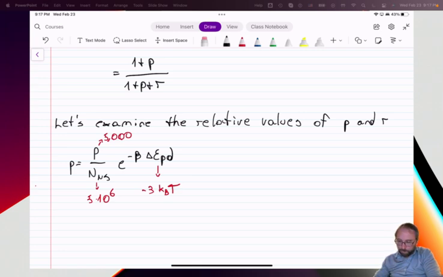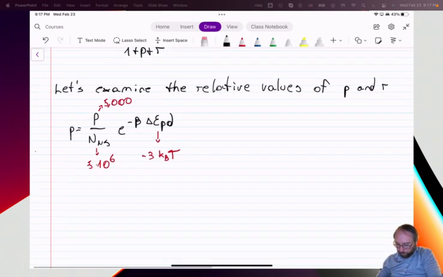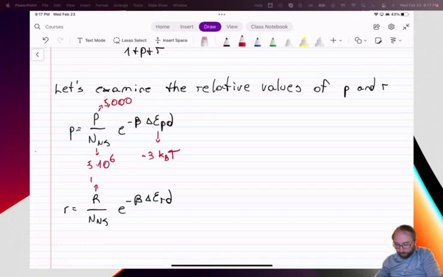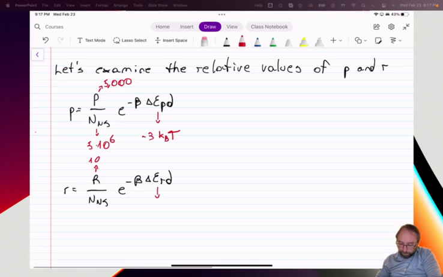Okay, let's do it also for R. Little r is R over N_NS e to the minus beta delta epsilon RD. You know, there's only 10 Lac repressors in the cell. It's not too many. But they bind at a much higher energy. They can bind up to like minus 20 kBT.